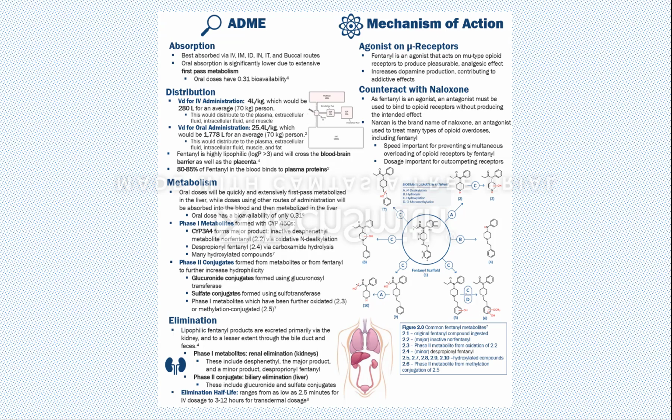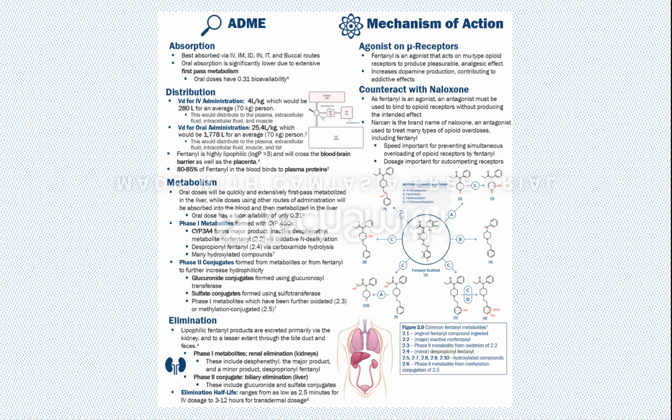Another example is despropionyl fentanyl, seen at number 4 on the diagram, which forms via carboxamide hydrolysis. Many other minor products are formed by hydroxylation of the compound, just at different regions on the molecule. These phase 1 metabolites are slightly more hydrophilic than the original fentanyl compound, which will later aid in its elimination from the body. Additional conjugation reactions may be performed to further increase hydrophilicity of fentanyl or its metabolites.